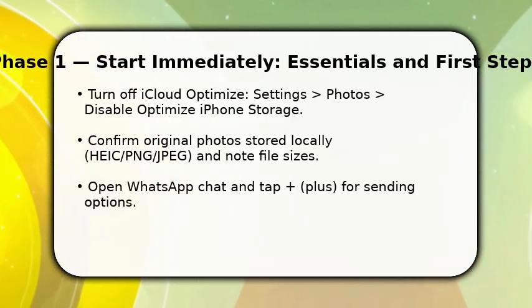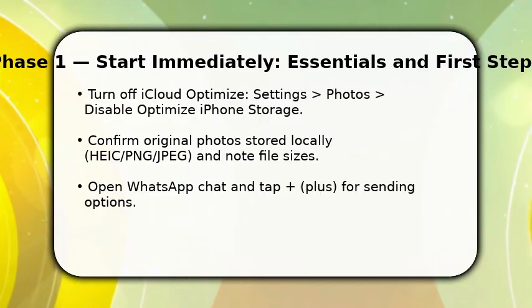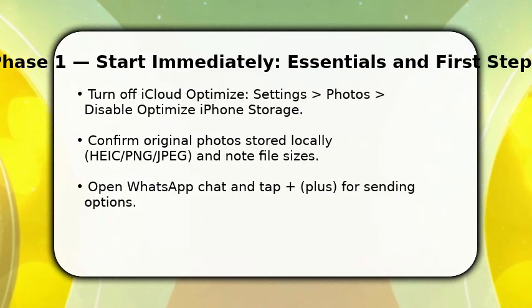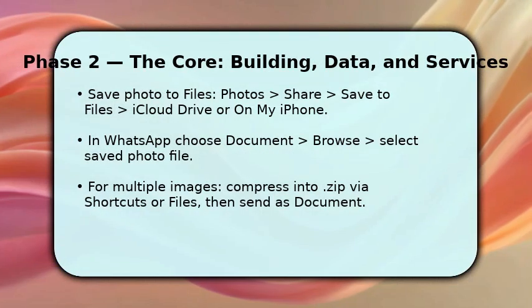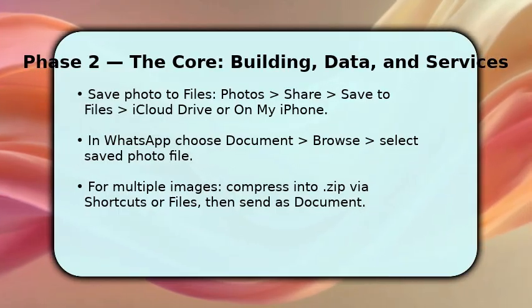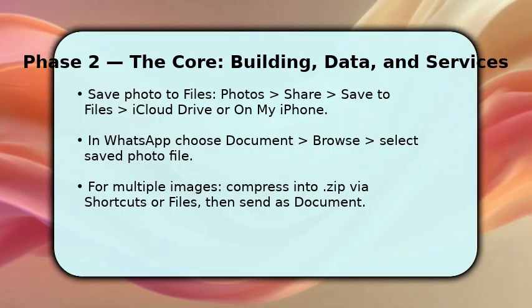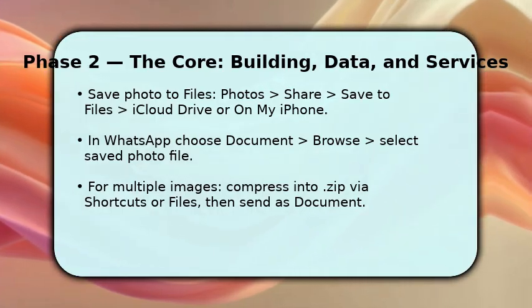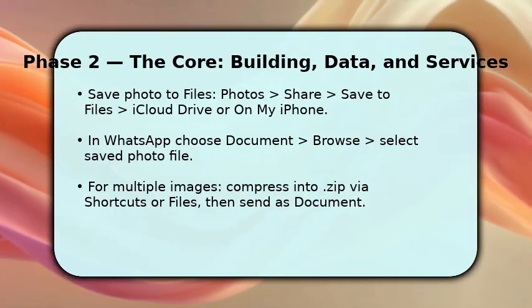Do not pick Photo if you must keep full quality. Instead, prepare to send the image as a document, which avoids WhatsApp compression. Once the photo is in Files, you can attach it without loss. Tap plus in WhatsApp, choose Document, then browse to the folder where you saved the image and select the file. WhatsApp will send bytes unchanged, so quality stays intact.